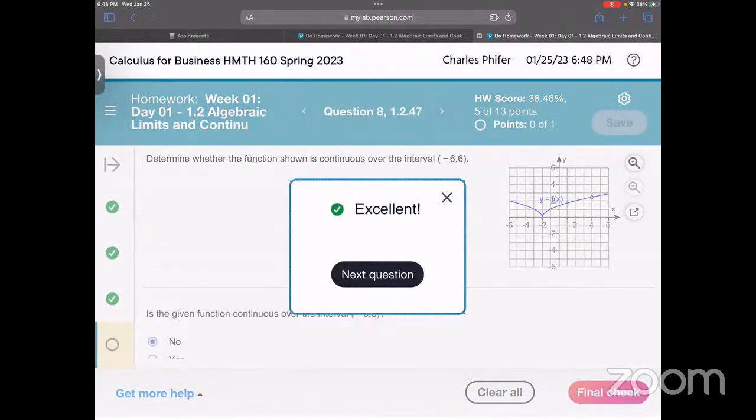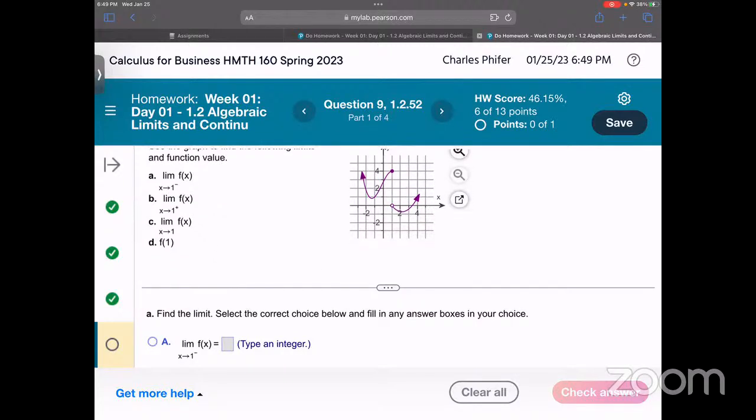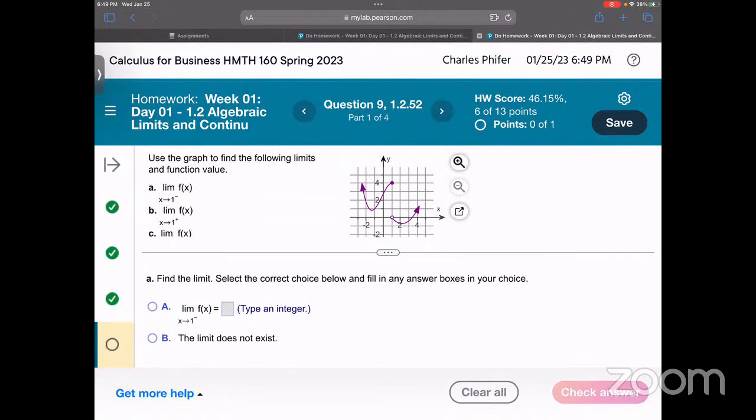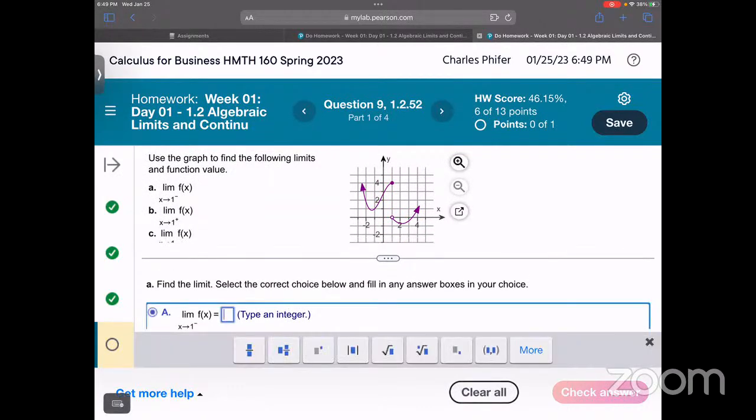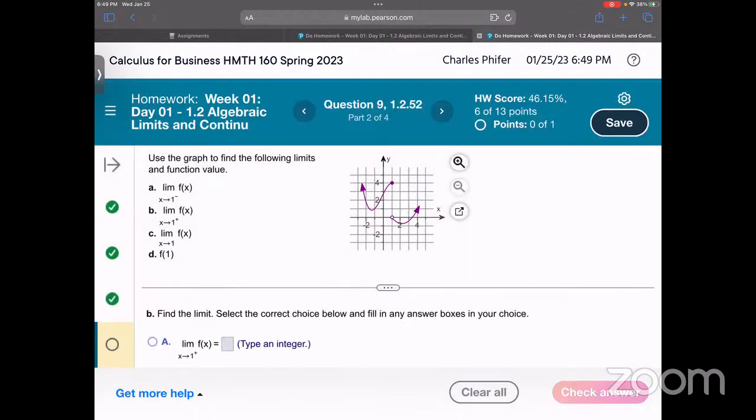Okay. Use the graph to find the following limits. So for part A, the limit as x approaches 1 from the left. So 1 from the left, the y values are approaching 4. Okay. So 1 from the left, we're going to say 4. Okay. For part B, as x approaches 1 from the right, the y values are approaching 0. Okay.